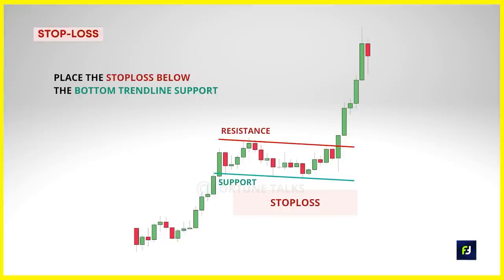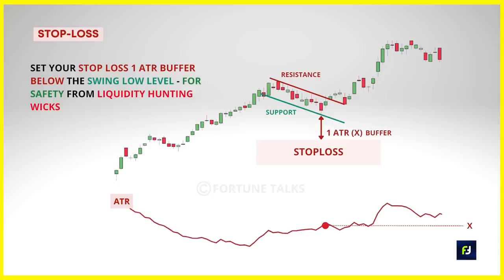But there are still chances of long wicks which can take out your stop loss and then move higher in the desired direction, which can be pretty annoying. So to be extra safe, you can give your trades more breathing space by setting your stop loss a particular distance away from the market structure using an indicator like ATR. Once you identify the swing low of the bull flag pattern, set your stop loss 1 ATR below the swing low level.